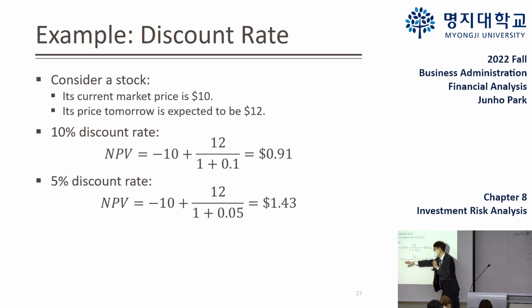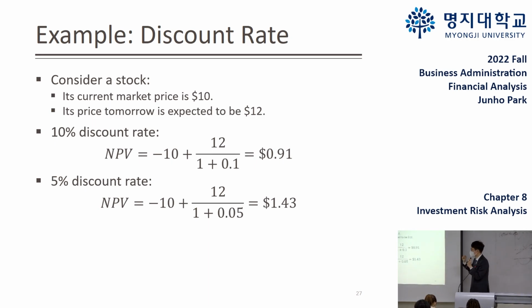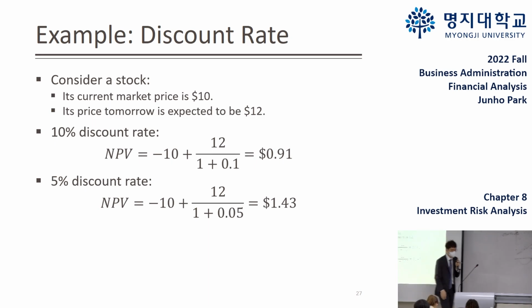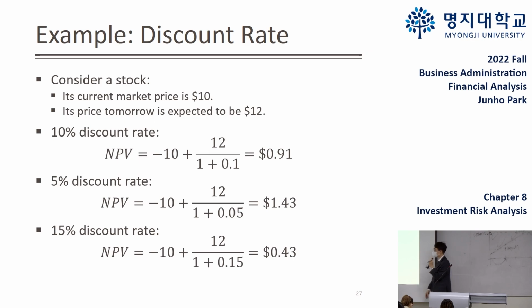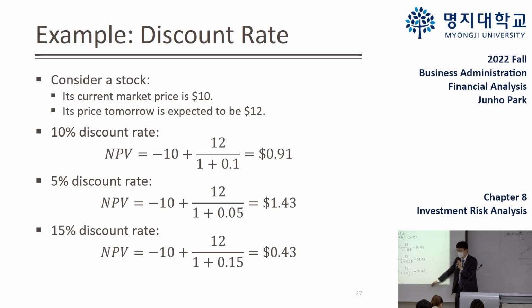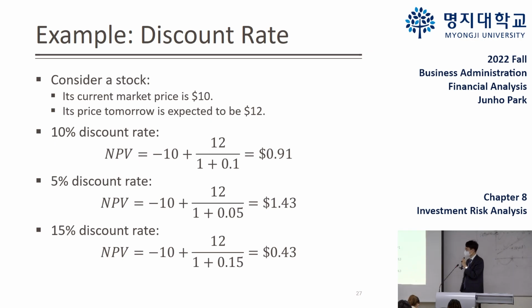However, now in the second case, we think the future cash flow of $12 is worth $11.33. So now we are giving more weight to the future cash flow when we have a decrease in the discount rate. And the opposite will happen if you have a higher discount rate, 15%, and then the NPV will be only 43 cents, which is lower, and it is very close to zero.